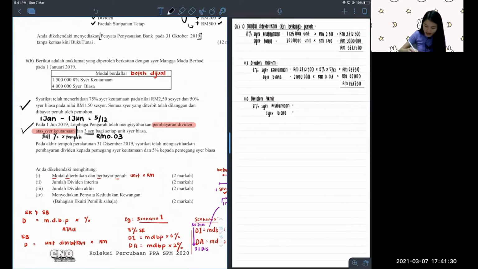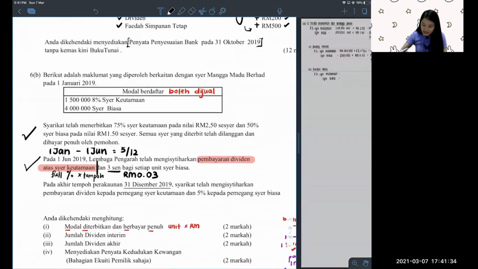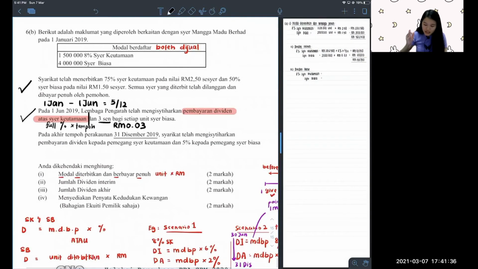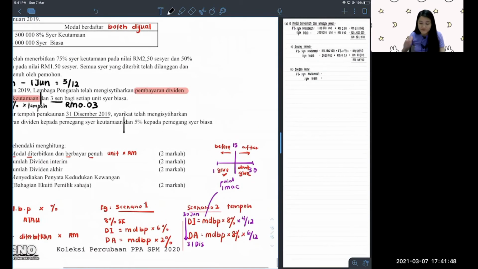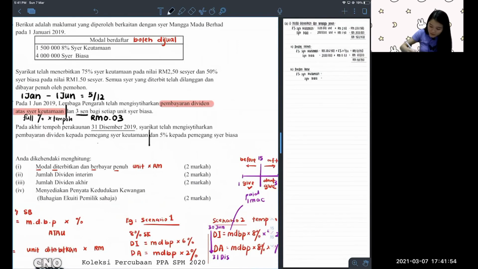Pada akhir tempo perekanan 31st December 2019, Syarikat telah mengisytiharkan pembayaran dividen kepada pemegang share keutamaan dan 5% kepada share biasa. Again, they won't give you 5% suddenly for share keutamaan, okay? I said already, they won't simply pair the scenario one. If it's already starting with tempo, then the ending will also use tempo. So no matter how, it's still 8%.